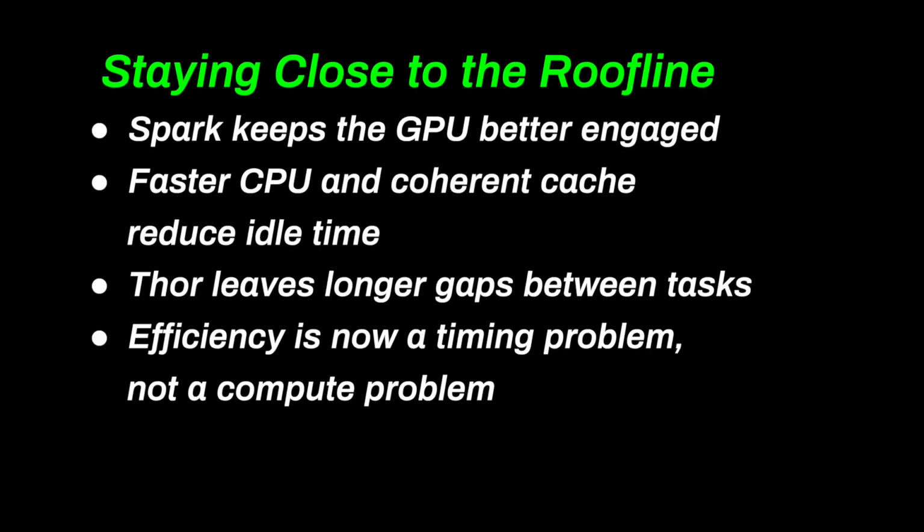Its faster CPU, deeper caches, and coherent link to the GPU keep handoffs tight. Thor, with a smaller CPU and less shared cache, leaves longer gaps between steps. Beyond this point, the challenge isn't adding more power, it's mastering timing. Modern inference systems now focus on keeping the GPU continuously engaged, trimming idle gaps, and refining the flow between compute and memory. The closer those movements stay to the roofline, the nearer the system comes to its true potential.